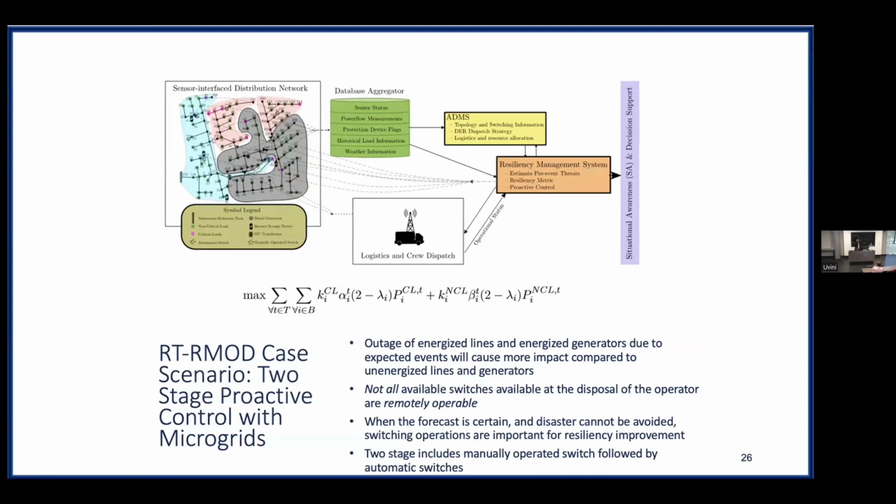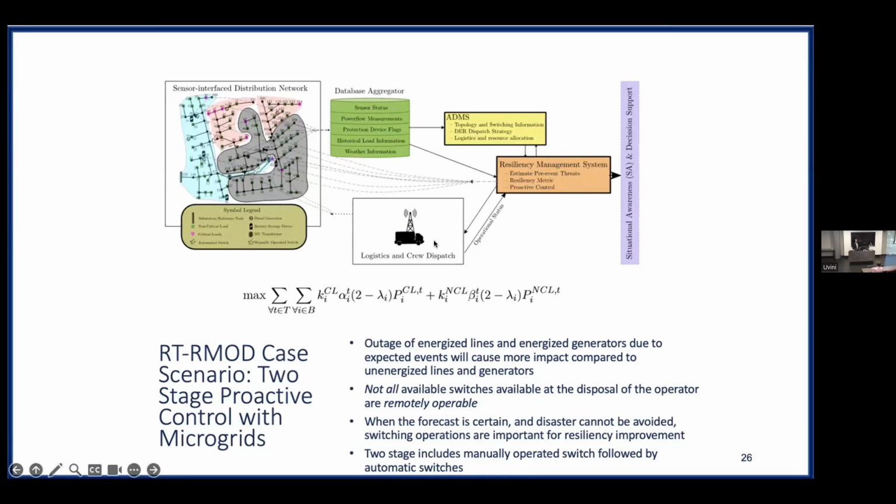The second thing that we did is operational mode. Again, this is driven by, even though we worked with Salt Lake City, Idaho Power, and different utilities, this one is driven by the Alaska system. So we have network data and all those things, we have some aggregator for the database. Then there is ADMS, and this is where we put our MOD. There's also crew logistics.